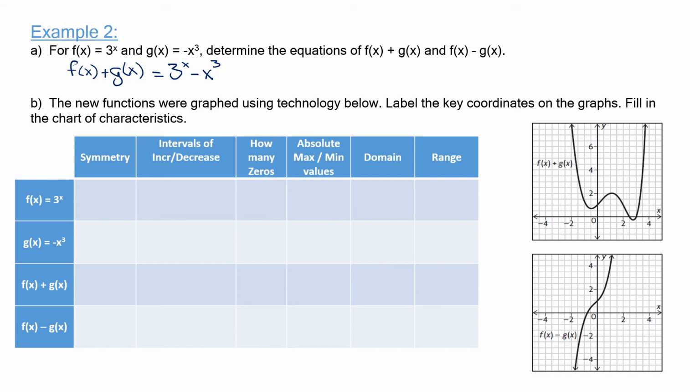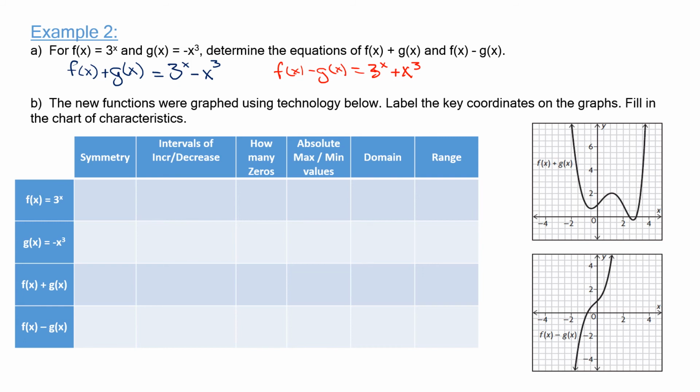So then what's the equation of f at x minus g at x? Same thing. 3 to the power of x minus negative, so that becomes a plus, x cubed. That's it. That's all I can do with that. There's no more collecting I can do.